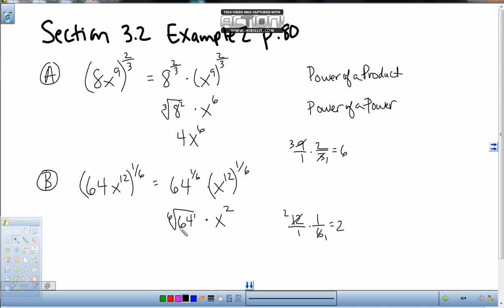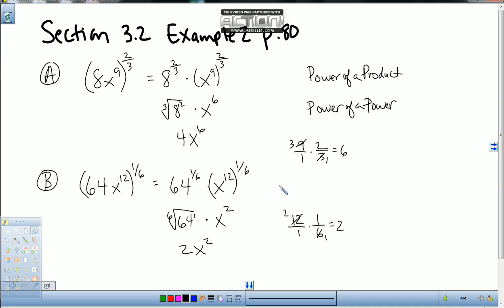Okay, coming back over here to this radical, what number multiplies itself 6 times to get 64? If you work it out, you'll see that 2 times 2 is 4, times 2 is 8, times 2 is 16, times 2 is 32, times 2 is 64. So that's 6 times multiplying 2. So 2x squared is your answer.